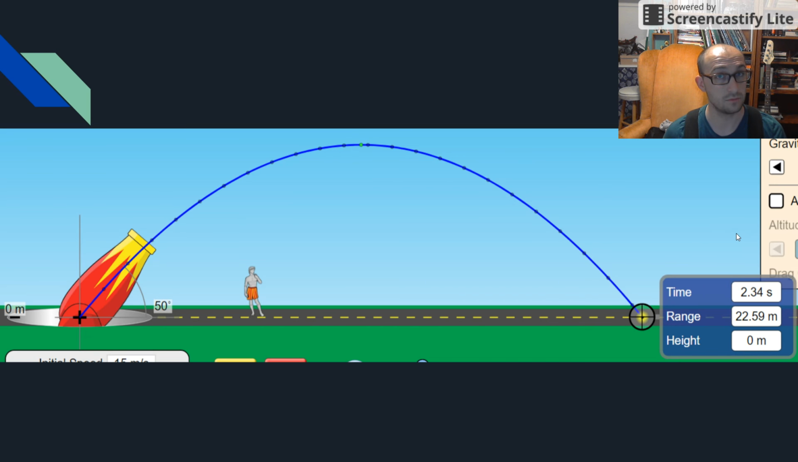It's also double. Because in the x direction, I'm not speeding up or slowing down. So I travel half my x direction in the first half, and the second half of my x direction in the second half. Crazy. Also check out that height, it's 0 meters. All right.